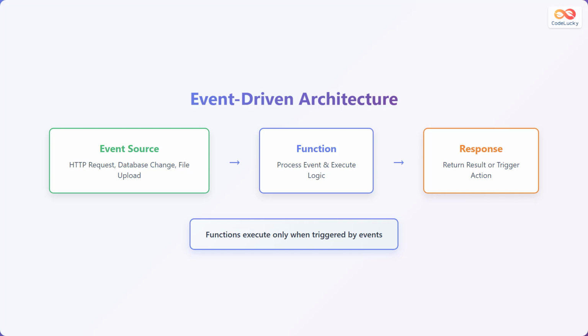Now let's delve into event-driven architecture. In an event-driven architecture, the flow typically starts with an event source such as an HTTP request, a database change, or a file upload. This event triggers a function to execute, which processes the event and performs specific logic. Finally, the function generates a response, which could be returning a result or triggering another action. Keep in mind that functions execute only when triggered by events, making it a highly efficient and scalable approach.